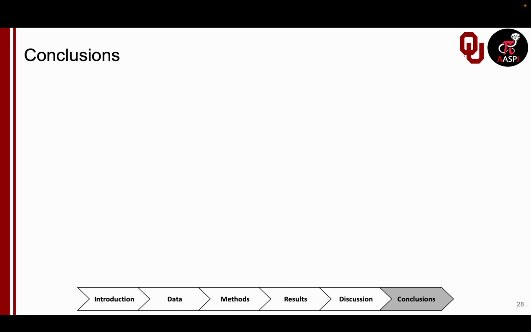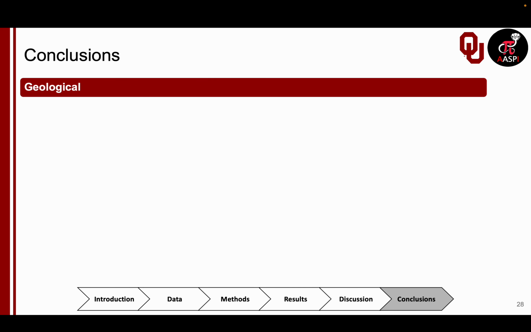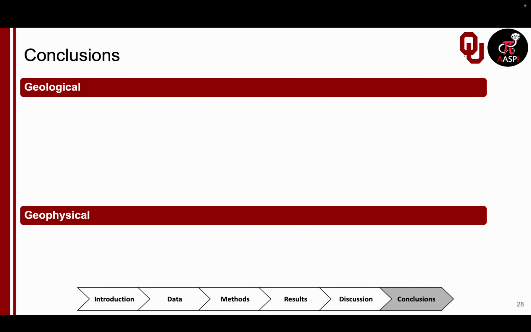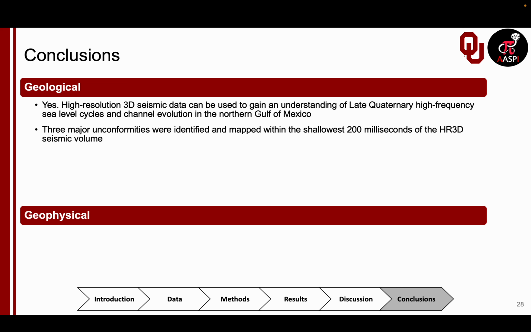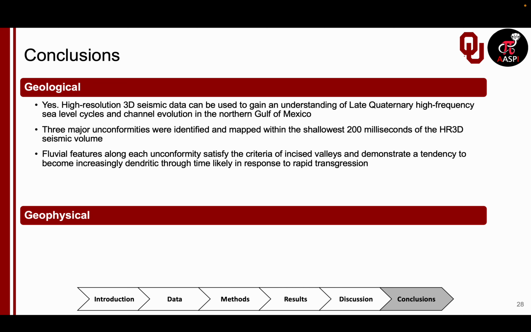So, for my conclusions, we have several geological conclusions and then a geophysical conclusion. So, geologically, we found that yes, high resolution 3D seismic data can be used to gain an understanding of late Quaternary high frequency sea level cycles and channel evolution in the northern Gulf of Mexico. I showed you that we identified and mapped 3 major unconformities in the shallowest 200 milliseconds of our seismic volume. I showed you that fluvial features along each unconformity satisfy the criteria of incised valleys, and they demonstrate a tendency to become increasingly dendritic through time, which is likely in response to rapid transgression.